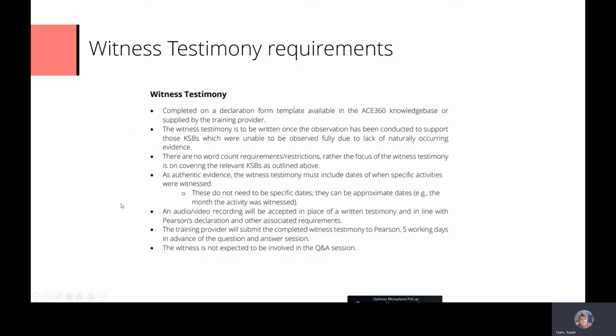So, witness testimony requirements. The witness testimony is completed on a declaration form, for which we have a template available in the ACE 360 knowledge base, or it can be supplied by the training provider. The witness testimony is to be written once the observation has been conducted, to support the KSBs which were unable to be observed fully due to lack of naturally occurring evidence. There are no word count requirements or restrictions; rather, the focus of the witness testimony is on covering the relevant KSBs as outlined above.